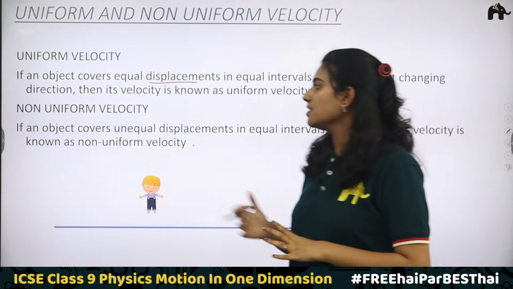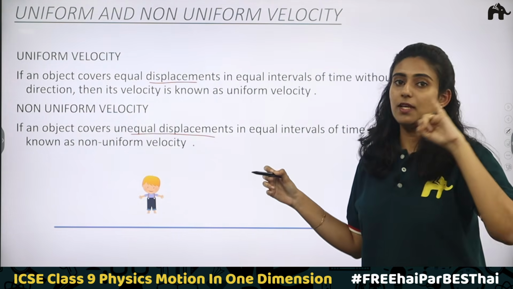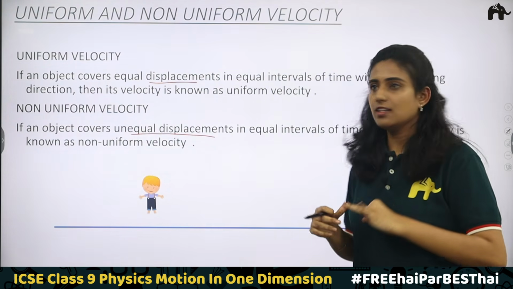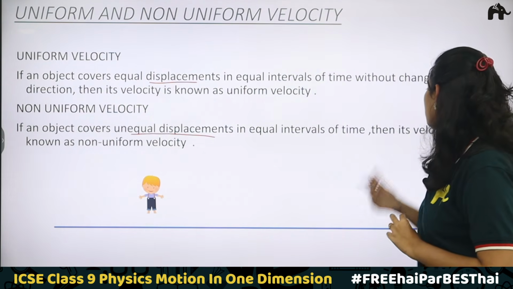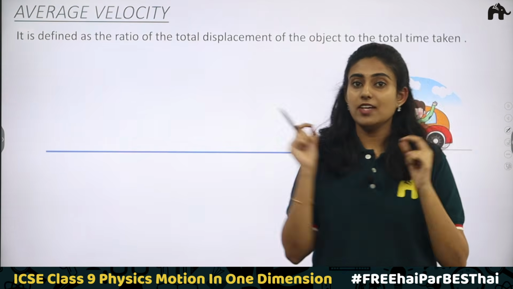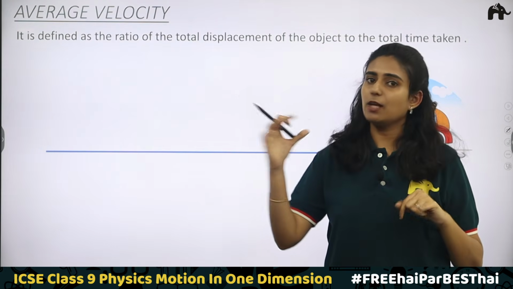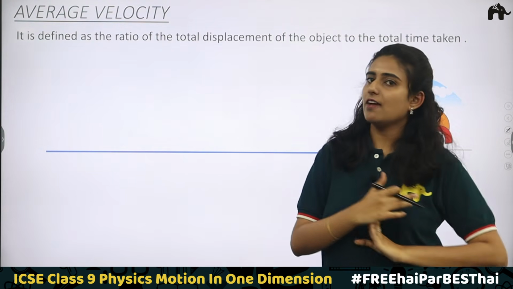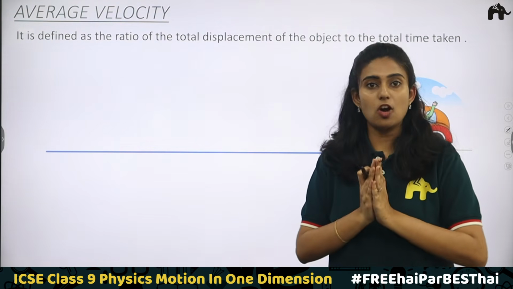So non-uniform velocity: if an object covers unequal displacement, it can be dependent on the magnitude or on the direction. Direction change can also happen in equal intervals of time, then its velocity is known as non-uniform velocity. Okay, so we have talked about the average speed. To get the average speed, total distance divided by total time taken. Then what about average velocity? To get average velocity, total displacement divided by total time taken.